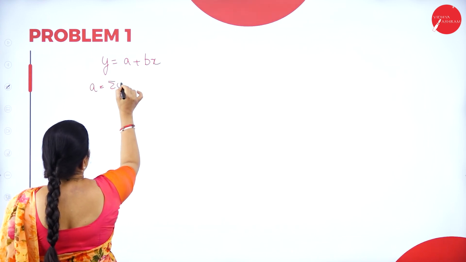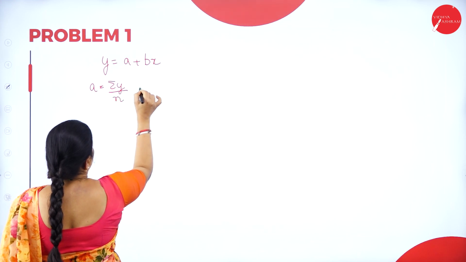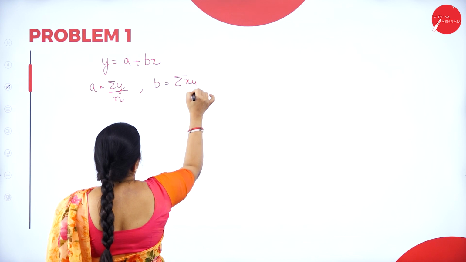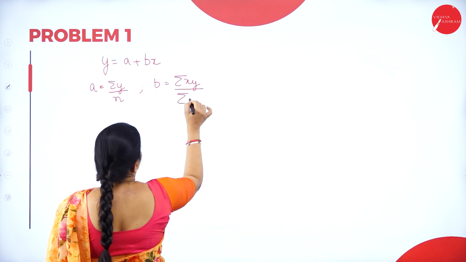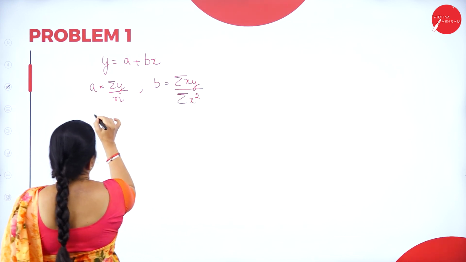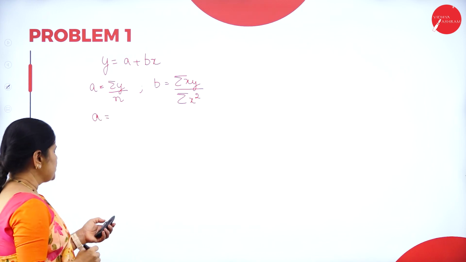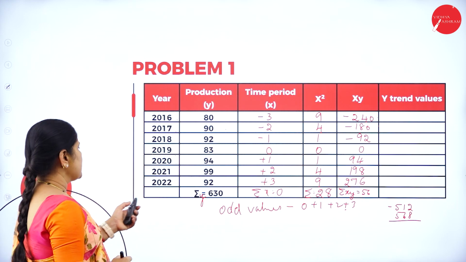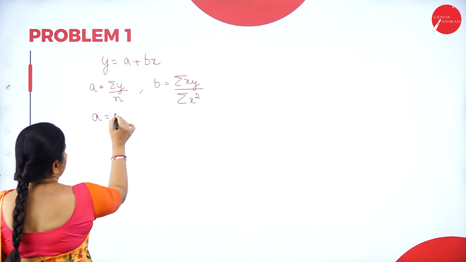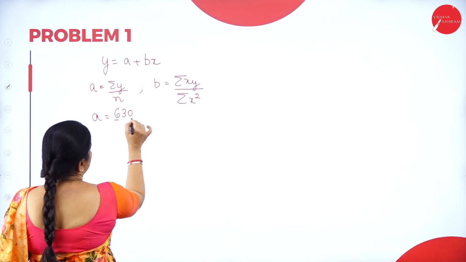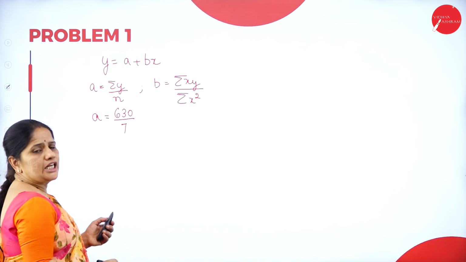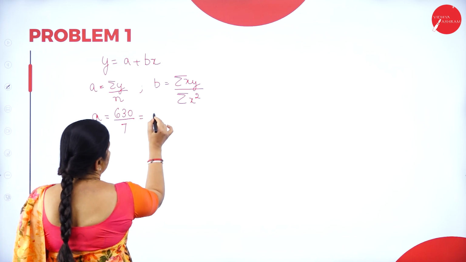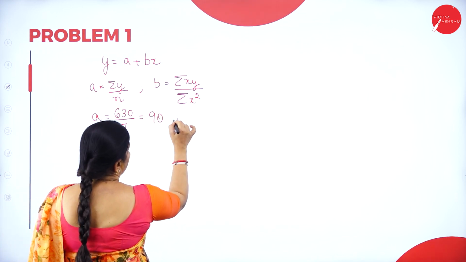A is equal to sigma y by n. B is equal to sigma xy divided by sigma x square. A will be equal to, now what is sigma y? Total of y is 630. So I write 630 divided by number of values. Number of values is 7. So 630 divided by 7, that is equal to 90.